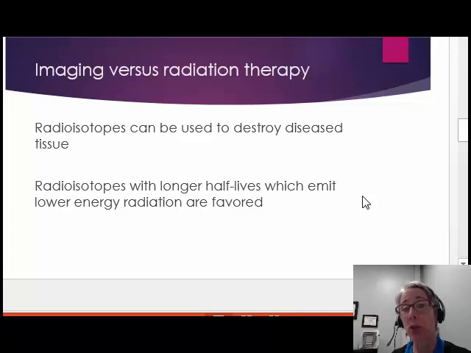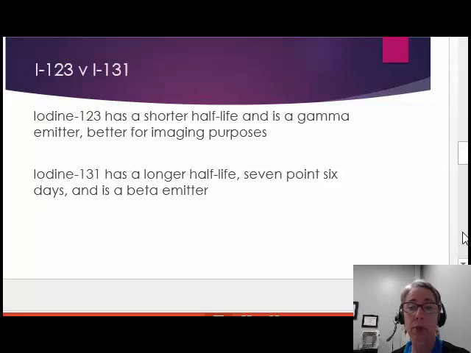Radioisotopes are also used to destroy cancerous tissue. Isotopes used for this purpose will have longer half-life than tracers, and lower energy radiation emitters, such as beta particles, are favored if the isotope is to be placed in the body.